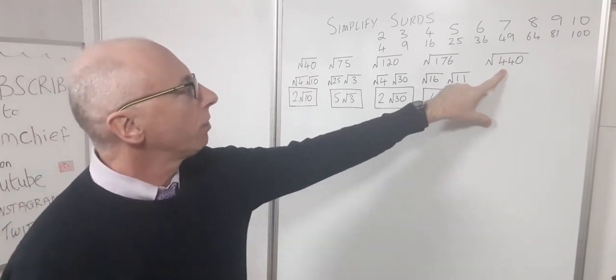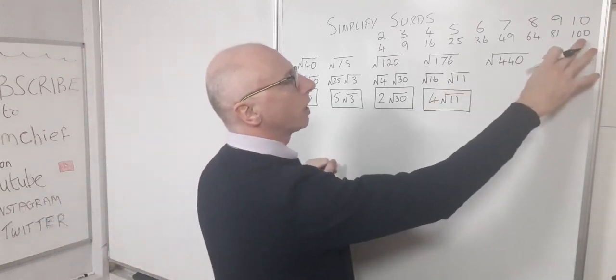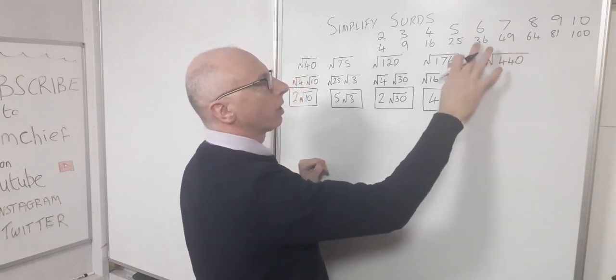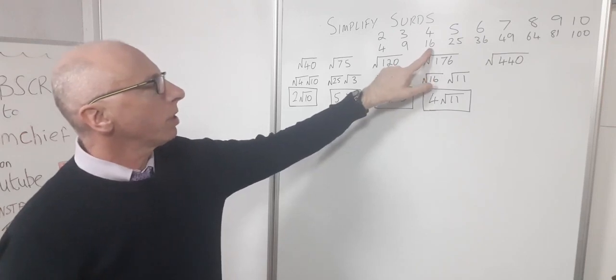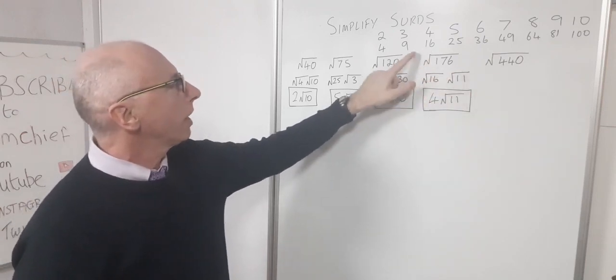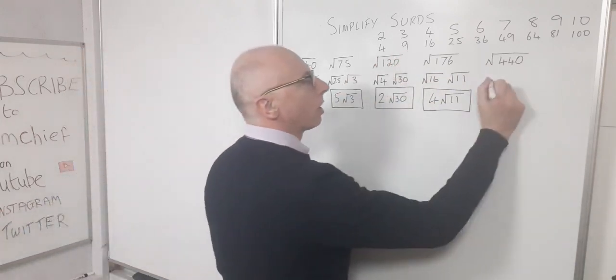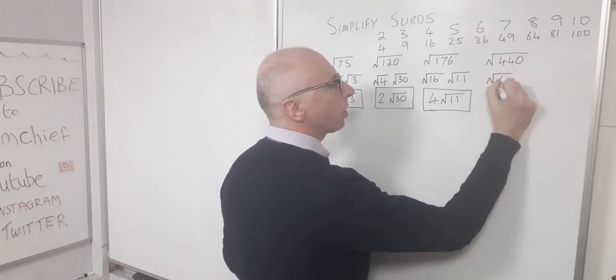Okay, now 440. Which numbers here will go into 440? So 100 won't, this won't, no, no good. 25 not quite. 16 looks promising. 16 times 25 is 400, but that's not going to get me to that. 9's no good. 4 seems to be the only number I can use. So now I've got square root. 440 divided by 4 is 110.